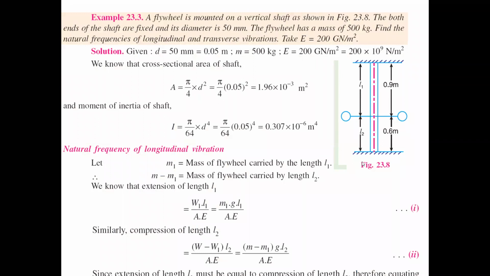Now we will do a small problem regarding the earlier topics. All of you read carefully. A flywheel is mounted on a vertical shaft as shown in the figure. Both ends of the shaft are fixed and its diameter is 50 mm. The flywheel has a mass of 500 kg. Find the natural frequency of longitudinal and transverse vibrations. Take capital E equals 200 giganewton per meter square.